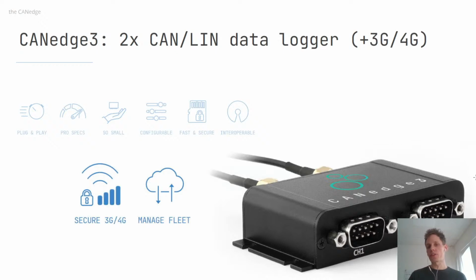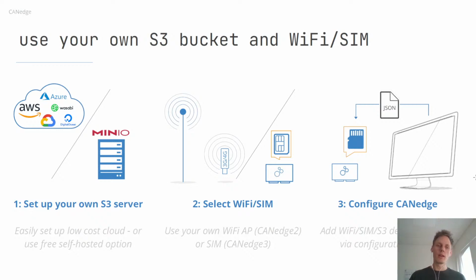And the CANedge 3 is the same, but here you insert your own SIM card, and now the device has internet connectivity and allows you to offload data to your own server again. And the way that works is illustrated here. When you have a CANedge 2 or 3, you'll want to set up your own server, whether it is Amazon or Google Cloud or a self-hosted server. So you deploy that in advance, and importantly, we do not host it for you. You have to set this up yourself, but we make it extremely easy to do.